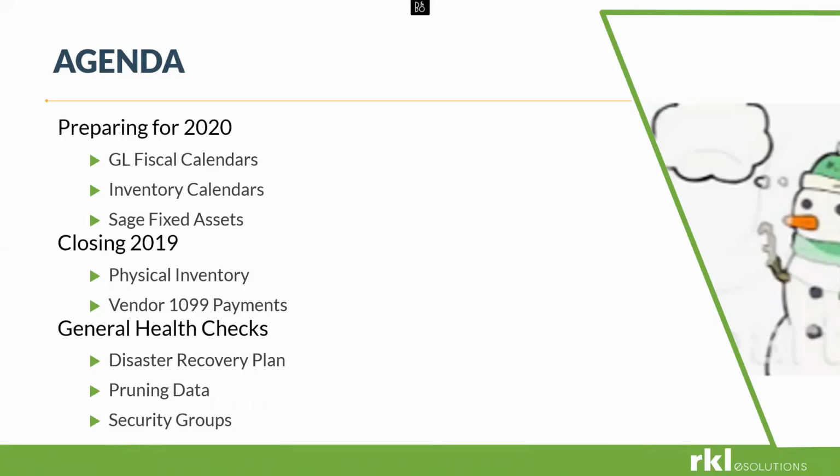Our agenda, we're going to first cover preparing for 2020, which is fiscal calendars and fixed assets updates. Then we're going to go into closing 2019, and then some general health checks, more or less time on that depending on how fast we move through the other areas. Then we hope to have time for questions and answers.